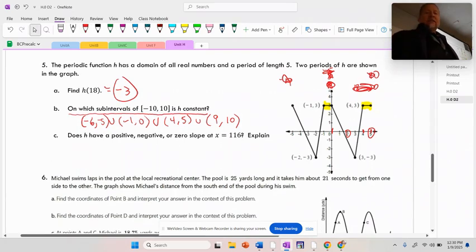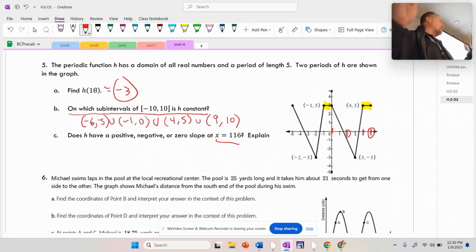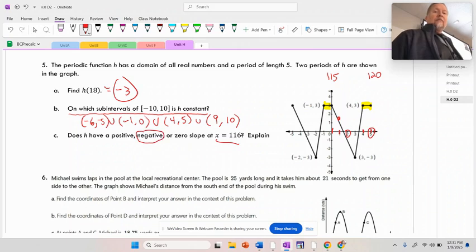Okay, does h have a positive, negative, or zero slope at 116? Well, here we go. Exactly the kind of question I'm talking about. 116? You expect me to graph this all the way out to 116? No. What's 116 between? What two interval numbers where the next thing happens? It's actually 115 to 120, right? So what does 116 emulate? 1. What kind of slope is that? What's that instantaneous rate of change there? Positive, negative, or 0? Negative. That's why we're asking that. Slope at that point means instantaneous rate of change at that point.